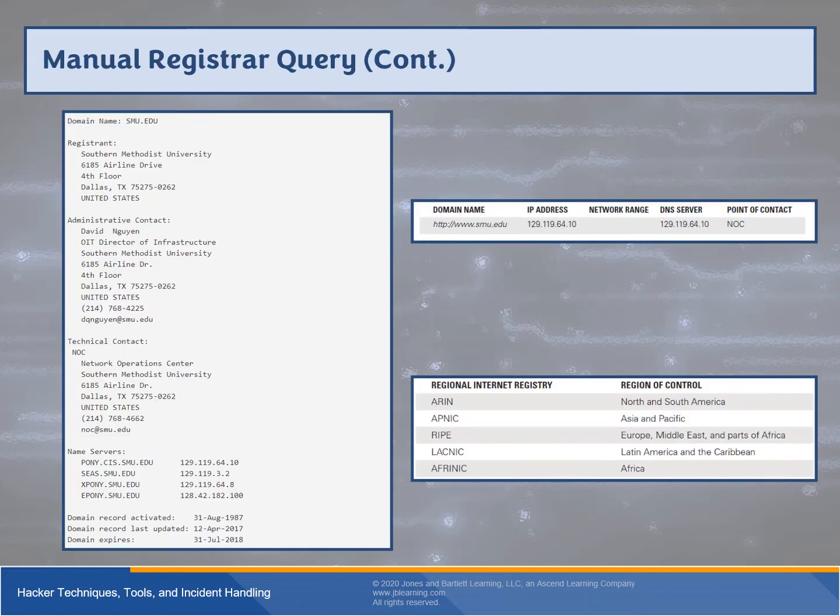So here we see just an example of a manual registrar query. We are basically getting some documentation about smu.edu, Southern Methodist University. We can see that their registrant information is in Dallas, Texas. We can see that their administrative contact is David Wynn.